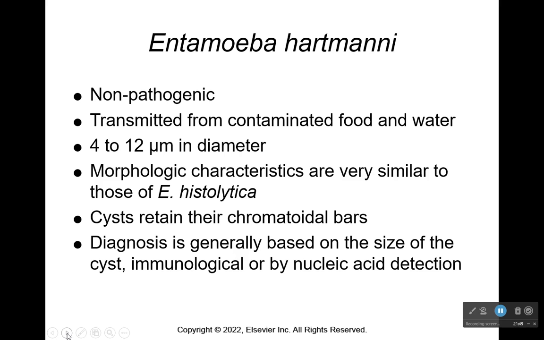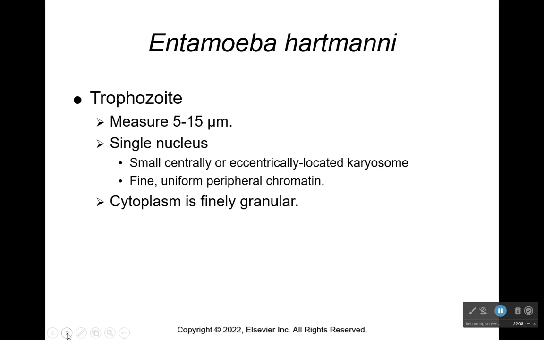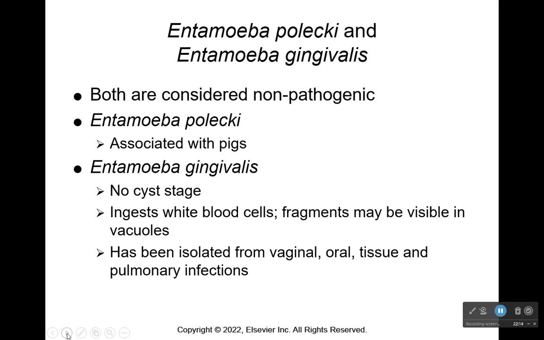That chart 17 and 18 on page 651 is the Entamoeba Hartmanni, and it is quite a bit smaller in size. So again, we said it looks a lot like the histolytica, but smaller. Has the 4 nuclei. The chromatoidal bars are very similar. Trophozoite is very similar also, has the finely granular cytoplasm.